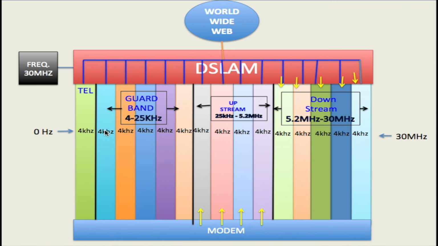So if you had the phone right next to this, you would get interference. So they have this separation in here to prevent interference between the telephone and the upstream. Now from 5.2 megahertz to 30 megahertz is used for the downstream from the DSLAM to the modem.